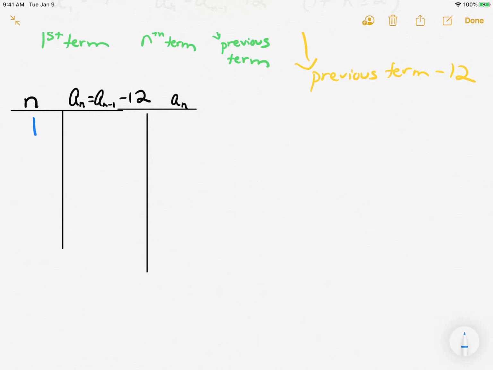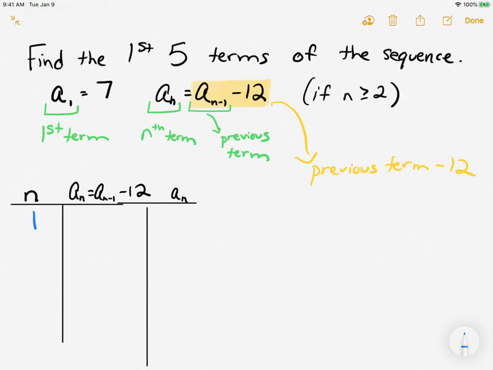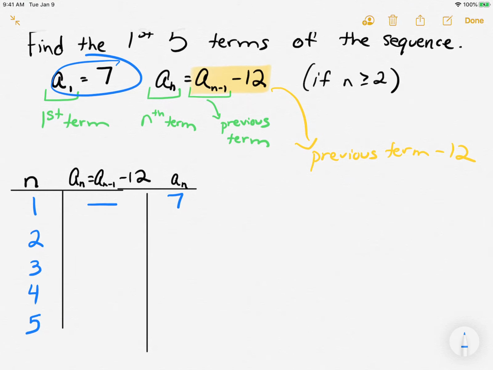When n is 1, that would be the first term in the sequence, right? Now the goal here, I'll scroll back up to the directions, was to find the first 5 terms. So my first 5 terms would be 1, 2, 3, 4, and 5. What's the first term in the sequence? 7. It says so right here. First term is 7. So I'm not doing any math on the first one. It's just 7. The problem told me the first one was 7. We're good to go.